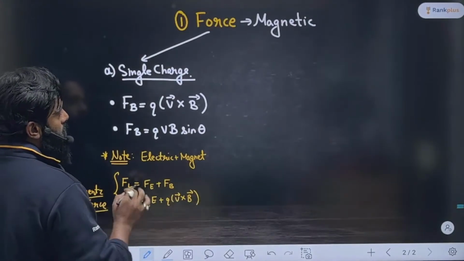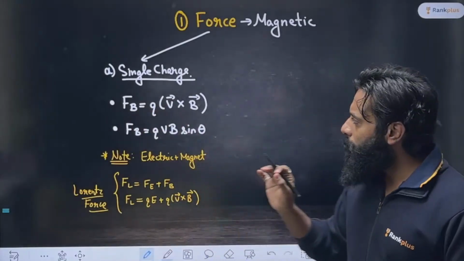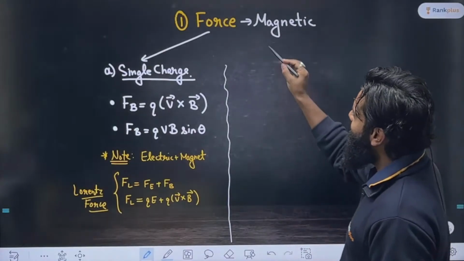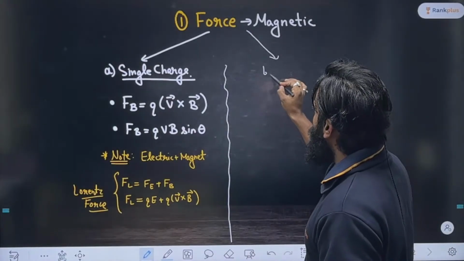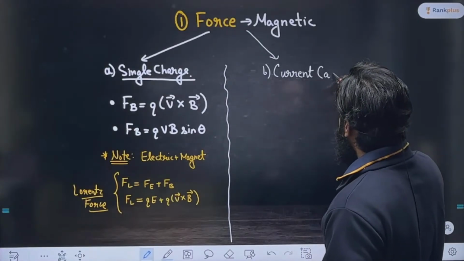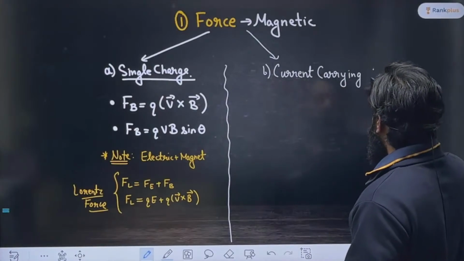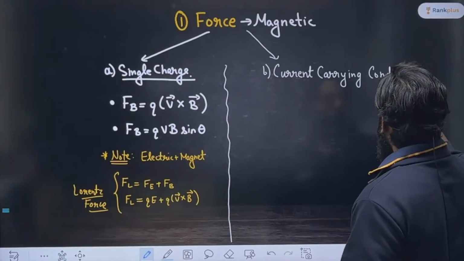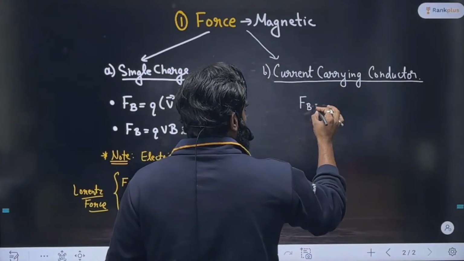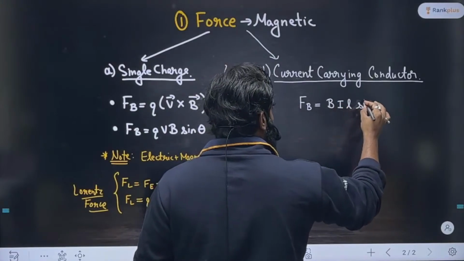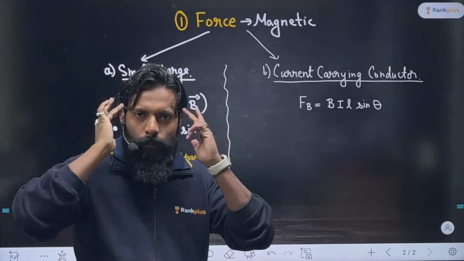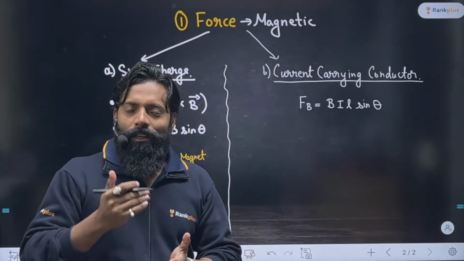The other pattern for this, if my charges are not single, they will be many, right? So it is in the format of current. For a current carrying conductor, the force acting on it when it's placed in a magnetic field, you can get as BIL sine theta. So these are the forces. These are only two formulas which you have to keep in your mind. Very simple, right? This is the concise power.